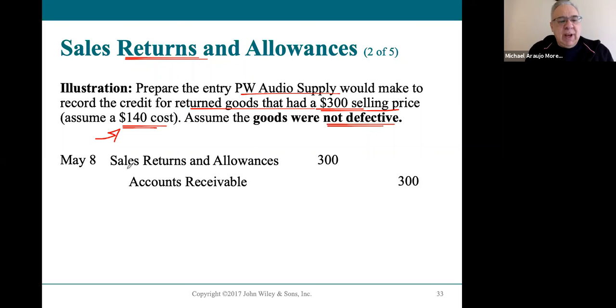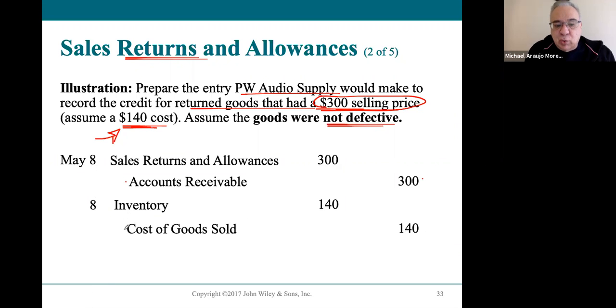First thing they do is debit the sales returns and allowances account for the selling price of the item that was returned. They're also going to credit the accounts receivable because they're not going to be receiving payment on that. So that fixes the sale. Now they've got to put this back in the inventory. So they're also going to debit their inventory account for the cost of the item, and they will need to reverse out the cost of goods sold.